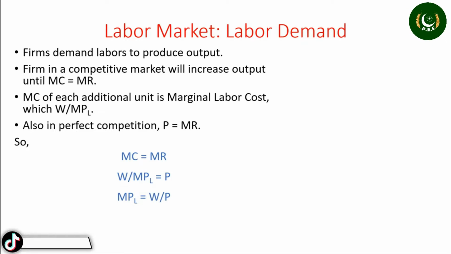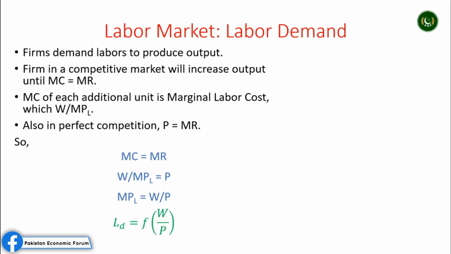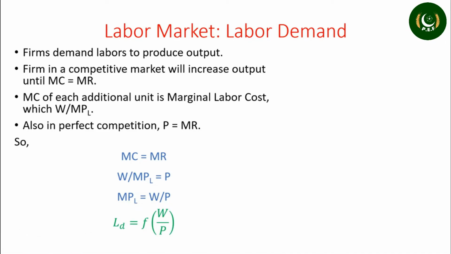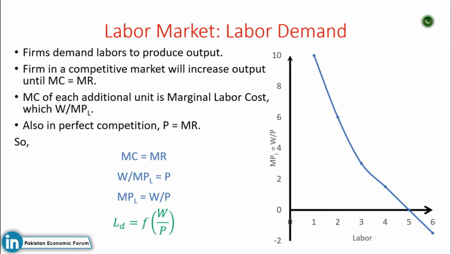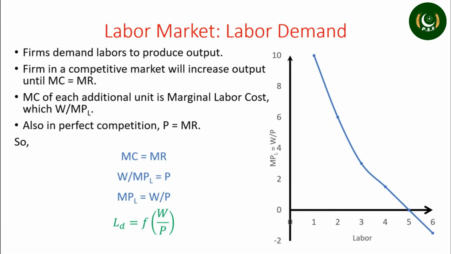And this marginal product of labor represents labor demand, and thus labor demand is a function of the real wage rate, and the relation between the two is negative. This is shown in the diagram, where we plot the marginal product of labor on the y-axis and labor quantity on the x-axis. The values of the marginal product of labor are derived from the graph represented previously.